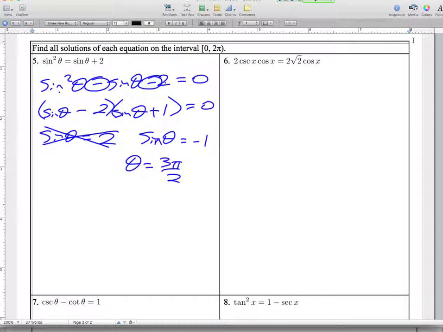Alright, number 6. 2 cosecant cosine equals 2 radical 2 cosine. Look for like terms. Do I have like terms? No. Put it all on one side. Does it matter which side I go to? No, because I don't have a square. Let's move it to the left. Once it's on the same side, we need to try to factor. We always want to see if there's something we can take out first. We can take out 2 cosine.